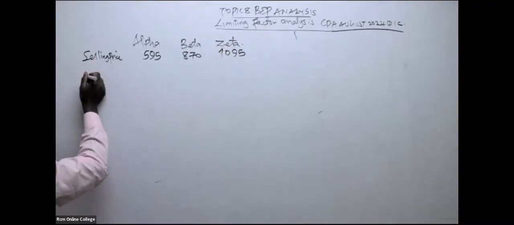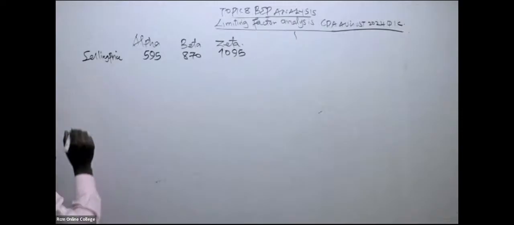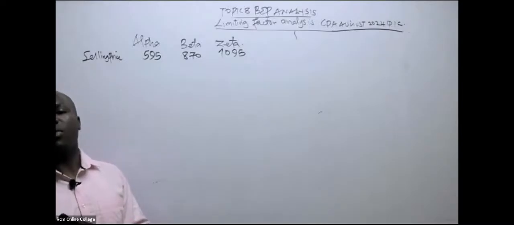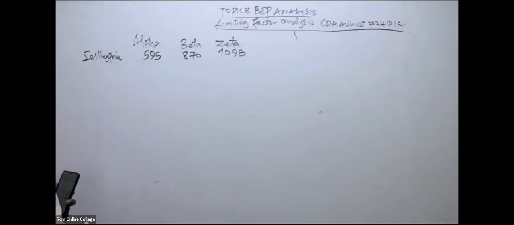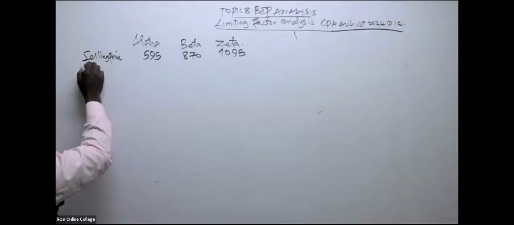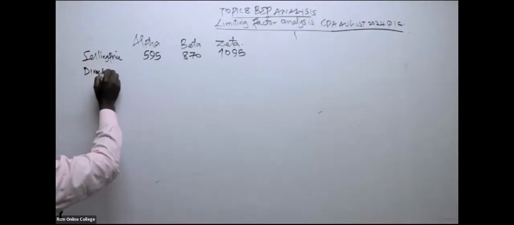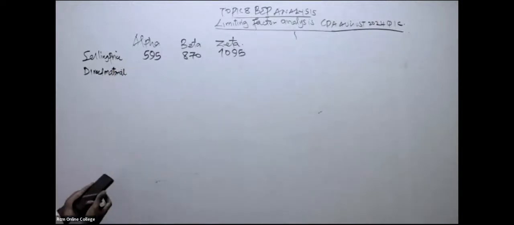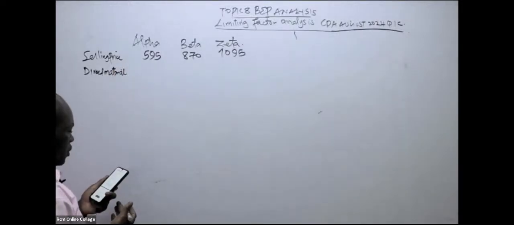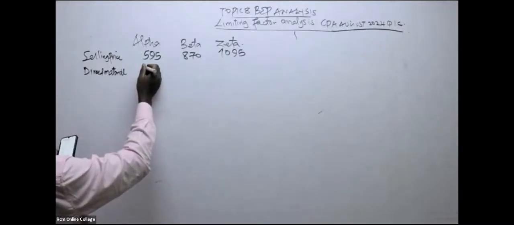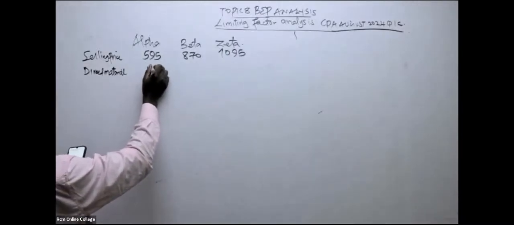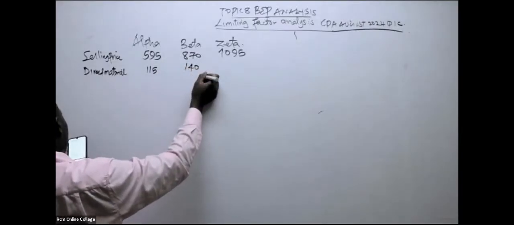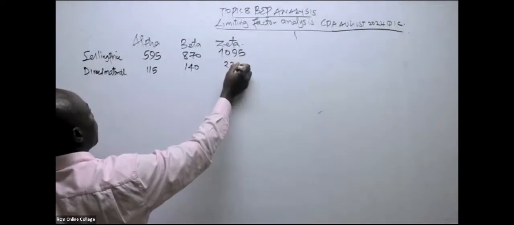Then to that, we need to less all the costs, not just costs, but all the variable costs, right? So our first variable cost is direct material. So direct material, we have 115, which we are going to deduct. We have 140. We have 220.